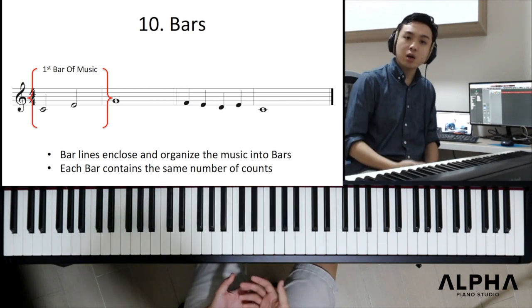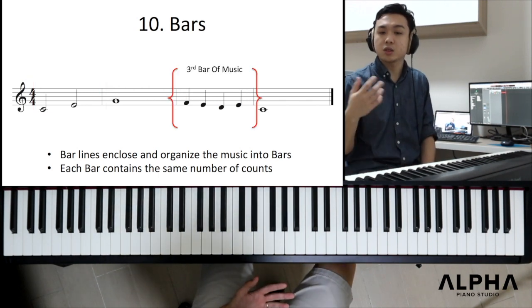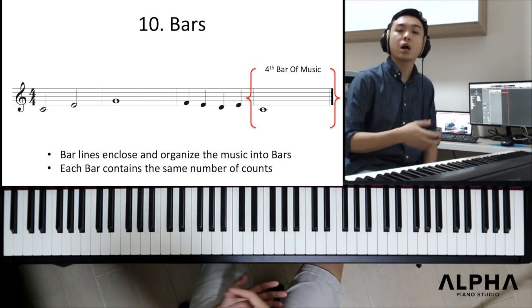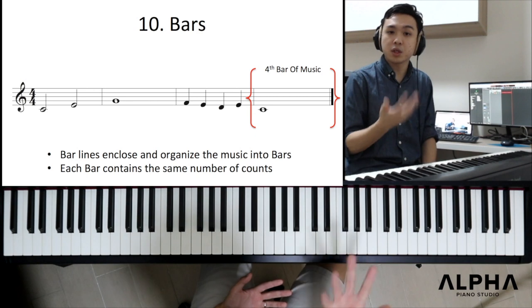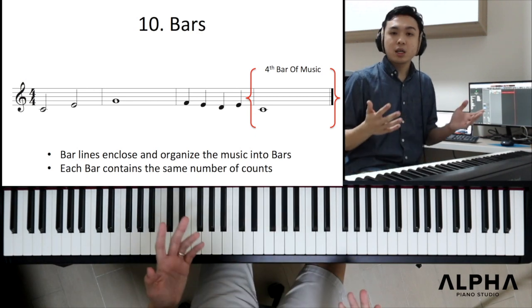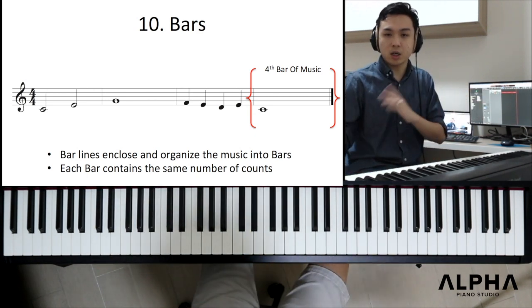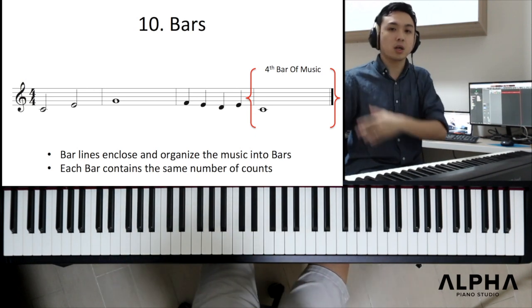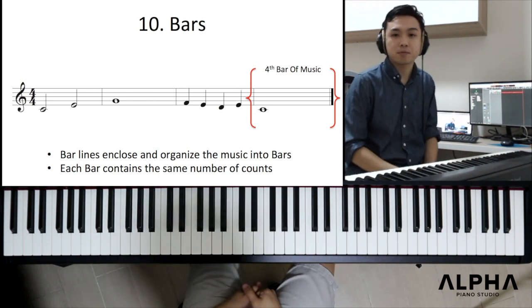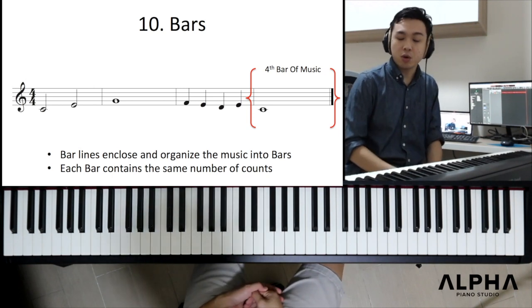So this is a bar, this is a bar, this is a bar, this is a bar. And you will notice that each bar consists of 4 counts consistently in this particular song. The bar lines just separate the music into bars. So that's all the bar lines are. Which brings me to my next point.